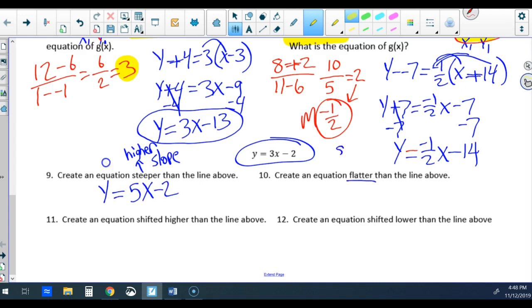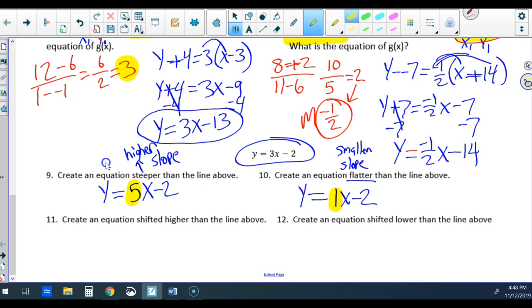Flatter means smaller slope. So anything smaller than 3, y equals 1x minus 2. Bigger slope will make it higher or steeper. Smaller slope will make it flatter.